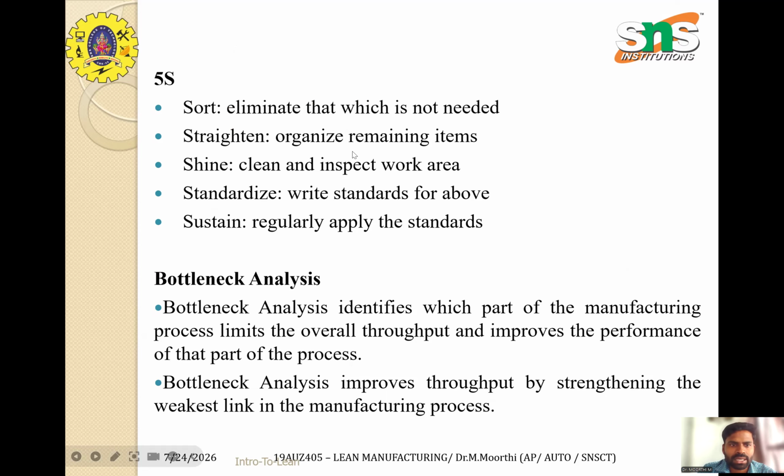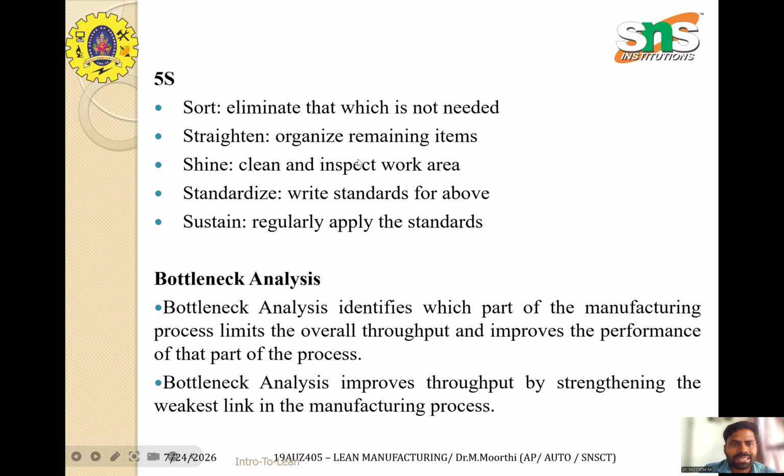The 5S technology is an important lean manufacturing tool to make the working place as neat as possible. In the 5S principle, we have five different stages that we need to follow to make the working place as clean as possible. It starts with Sort. Sort means eliminating that which is not needed. That is, in the working place, we need to find the unwanted or non-value-added things in the place.